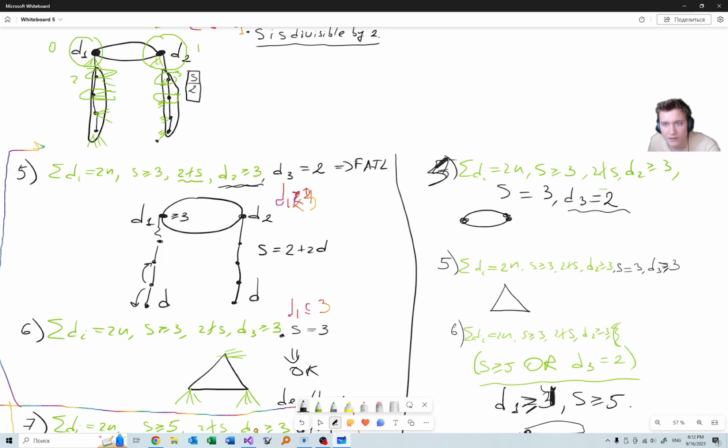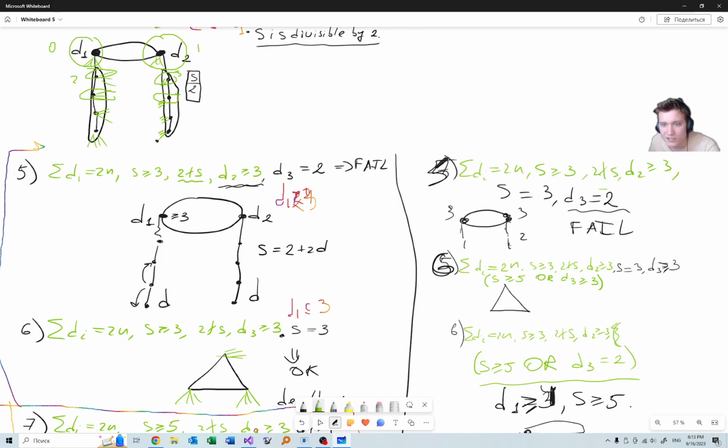And now one of... So after that there will be no branching, because here we have 3 and 3, and after that we have 2's. And since we have no branching, the depths will be different. So here we definitely have a fail. So what I was wrong about is what we now know here. Now we know here that S is at least 5, or D3 is at least 3.